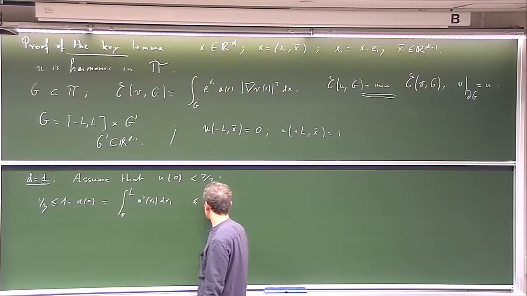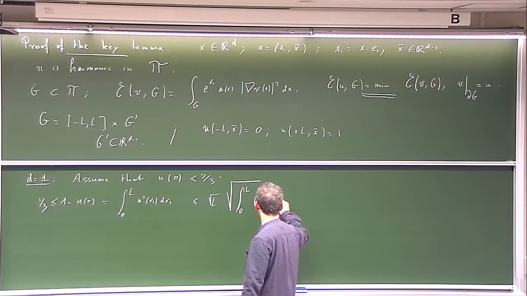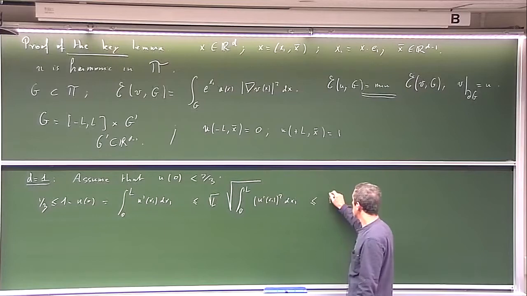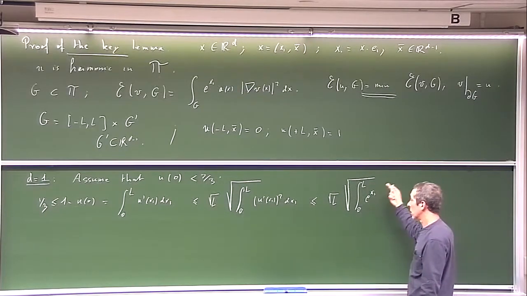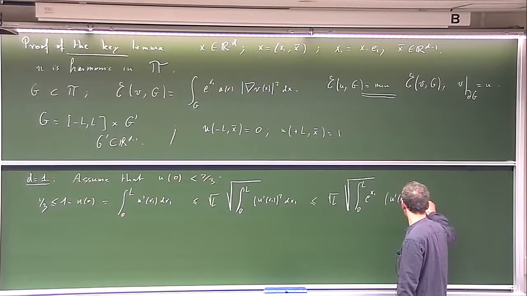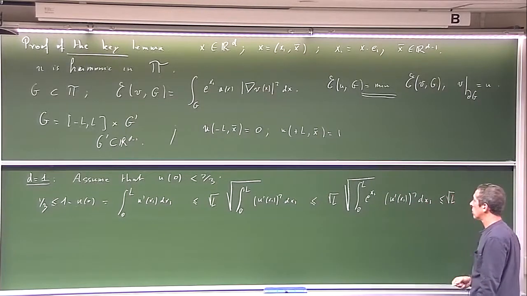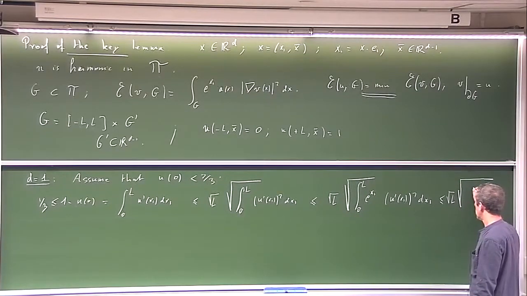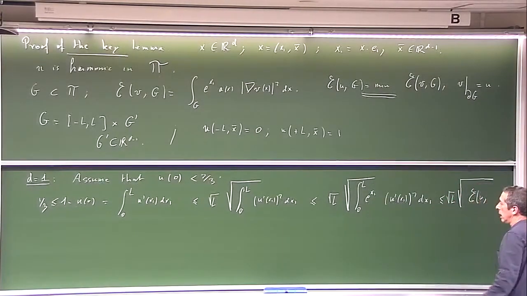Now by Cauchy-Schwarz, this is less than the square root of L times the square root of the integral from 0 to L of U prime of x1 squared dx1. And this is less than the square root of L times the square root of the integral from 0 to L of exponential x1, because exponential x1 is larger than 1, times the same thing, U prime of x1 squared dx1. And now we have an energy. So this is less than the square root of L times the square root of the energy of U. And then I can add the integral from minus L to 0, and it will remain true. So I can put the energy of U on the whole slab pi.